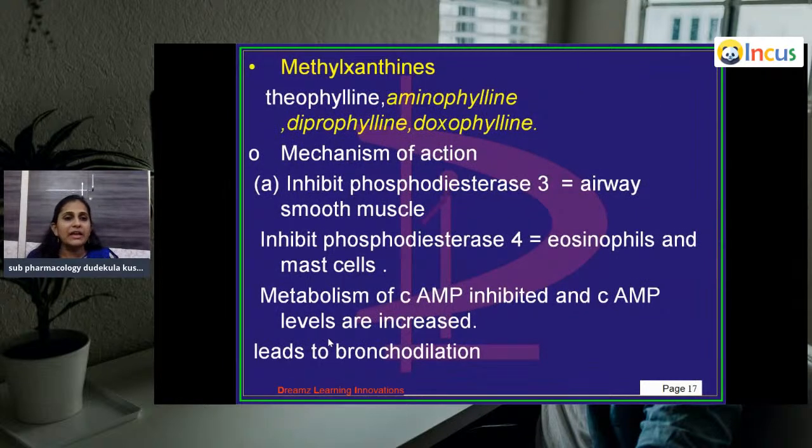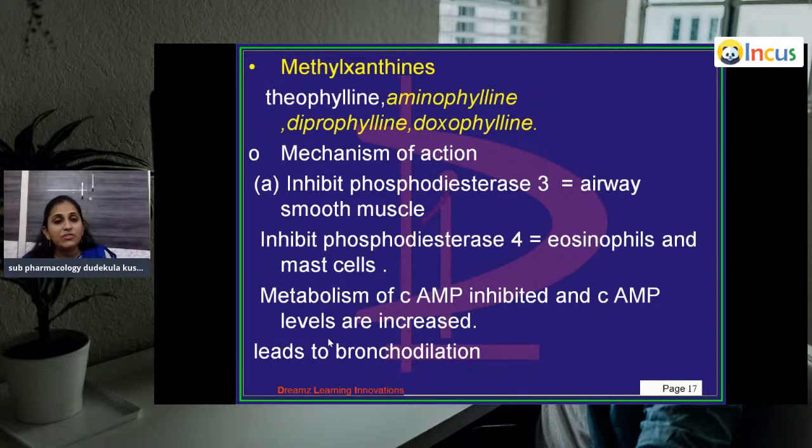Now, methylxanthines. This is the most commonly useful drug, used in private as well as public sectors. You will see theophylline, aminophylline, doxophylline, and others. All these drugs are methylxanthines. These methylxanthines are plant products, obtained from plants.